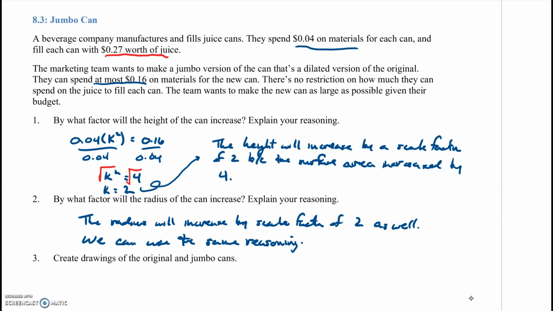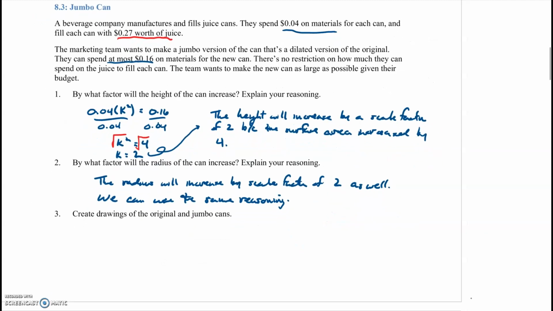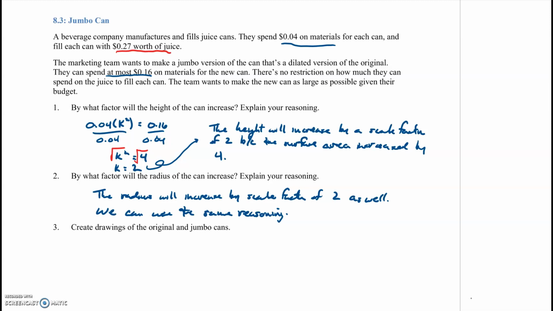Okay, now I want to create drawings of the original and the jumbo can. So now you get to see Mr. Dobo's shoddy art ability. So I'm going to draw a small can. It's going to kind of look like this, and give it a little perspective. There's my small can. Now I want to draw the jumbo can. Well, the jumbo can is going to be twice as big. There's my jumbo can.